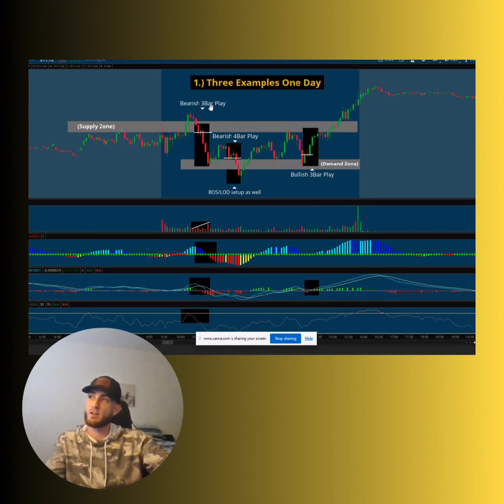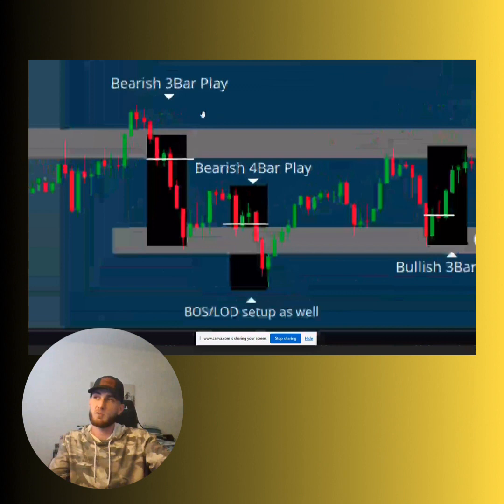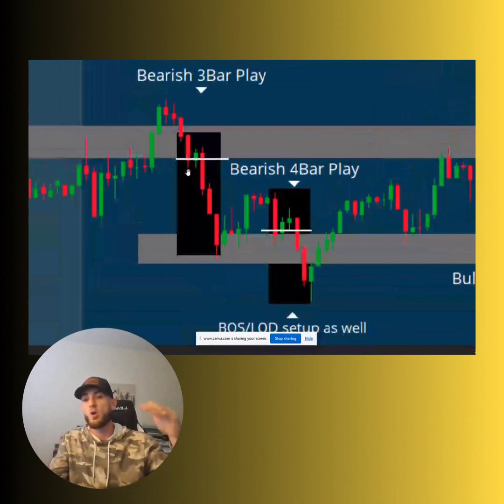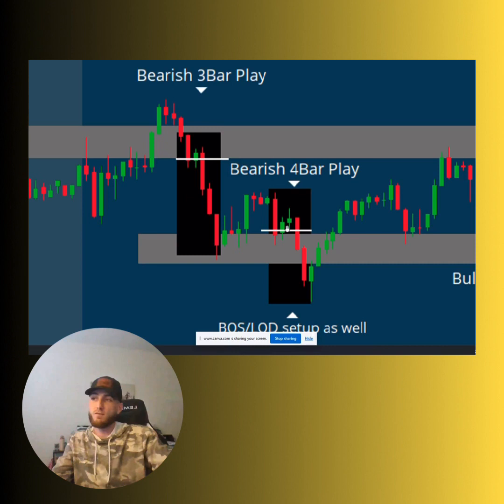We have a bearish 3 bar play, a bearish 4 bar play, and a bullish 3 bar play. To have a 3 bar play, the first thing you need to identify is an igniting candle. So a long candle in some direction, whether it's a long green candle to the upside or a long red candle to the downside. Second thing you need to identify is a dividing bar or dividing bars. So for a 3 bar play, it would just be 1 dividing bar. And for a 4 bar play, you would have 2 dividing bars.